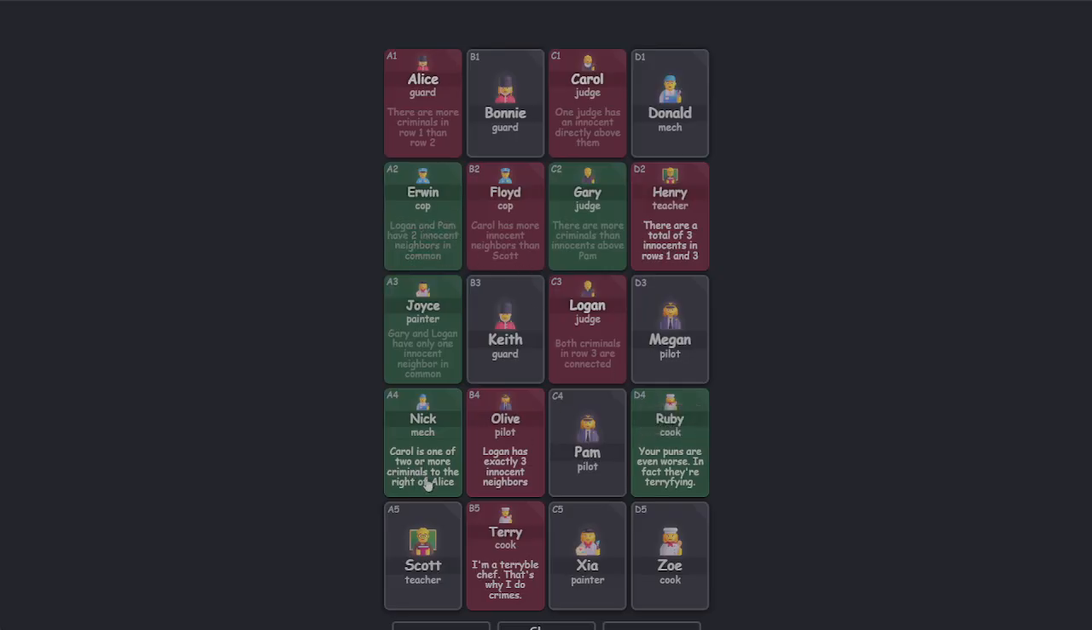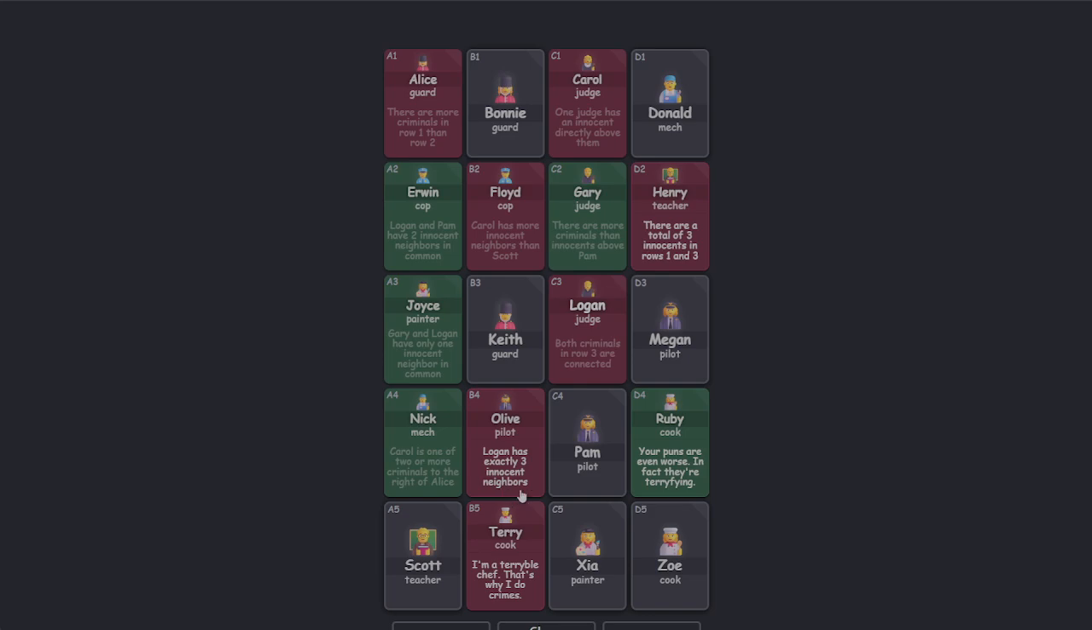Carol is one of 2 or more criminals to the right of Alice. Again, I think I can go ahead and block that out. It's not going to help me anymore. There are a total of 3 innocents in rows 1 and 3. So we know that one of these and one of these, we already know that much. But I'll keep that one for now.